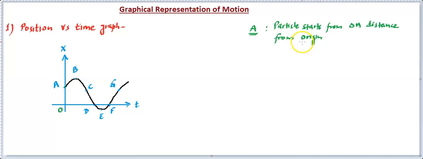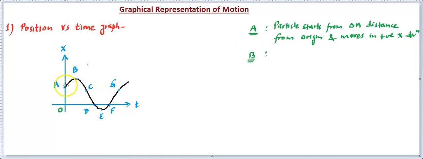From here it starts, and does it have a velocity? Yes. After this point, if you draw a tangent, the tangent is going to have a positive slope, so it will start moving in the positive x direction. So it starts moving in the positive x direction, right? This is what we can interpret for point A. Since it starts moving, there is an acceleration as well, because it is starting, so it will be moving with some acceleration. And what about point B? Can we claim something about point B?